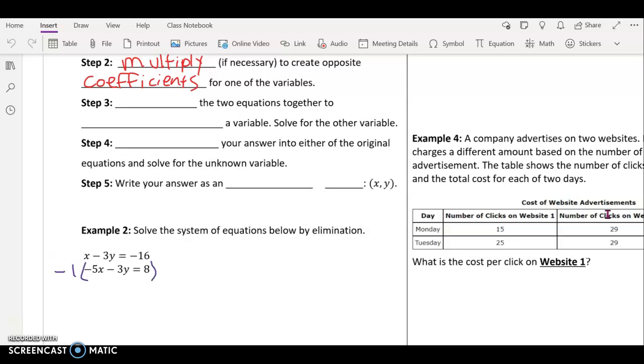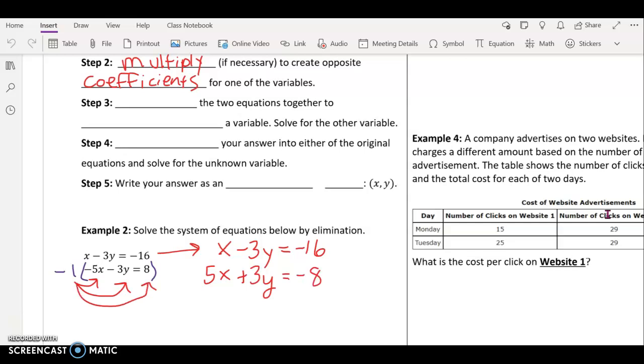So my top equation is going to stay the same. x minus 3y equals -16. And my bottom one, -1 times -5x is positive 5x. -1 times -3y is positive 3y. Don't forget your equal sign. And -1 times 8 is -8.